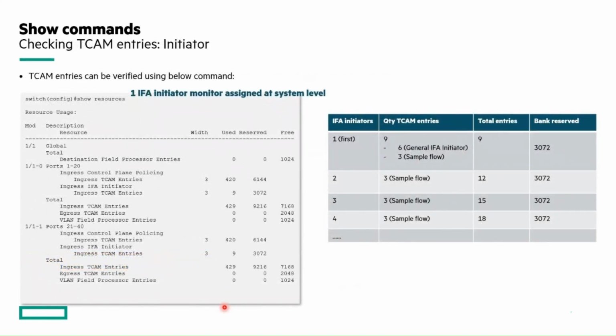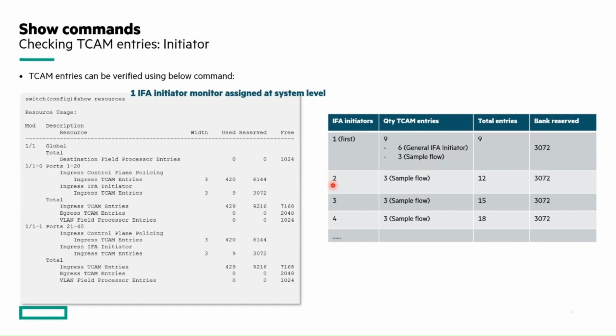Now, if you do want to check the TCAM entries, this is what you can use. You can use show resources command. For me, I have configured one IFA initiator monitor assigned in system level. And this is the really important part, because when you assign initiator to your system, 9 entries will be added. That's 6 for general IFA initiator and 3 for sample flow. This is just for the first one.